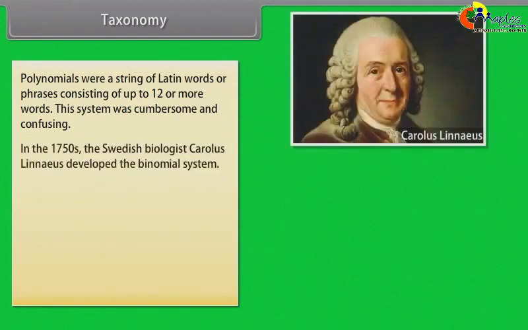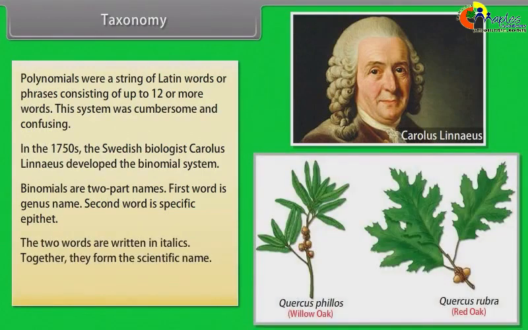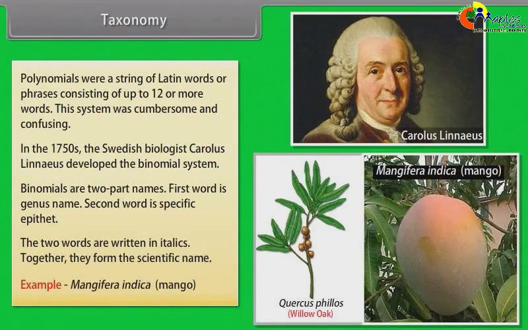In the 1750s, the Swedish biologist Carolus Linnaeus developed the binomial system. Binomials are two-part names. The first word is the genus name. The second word is the specific epithet. The two words are written in italics. Together they form the scientific name. Example, Mangifera indica, mango.